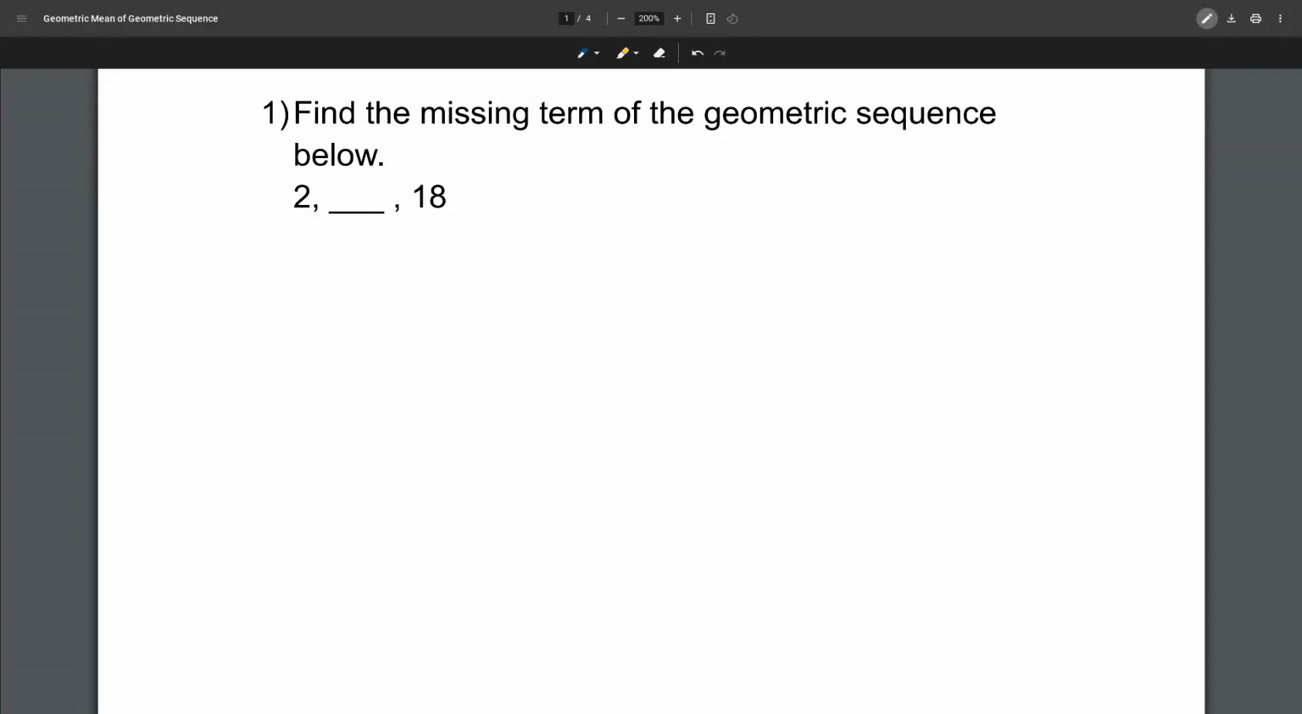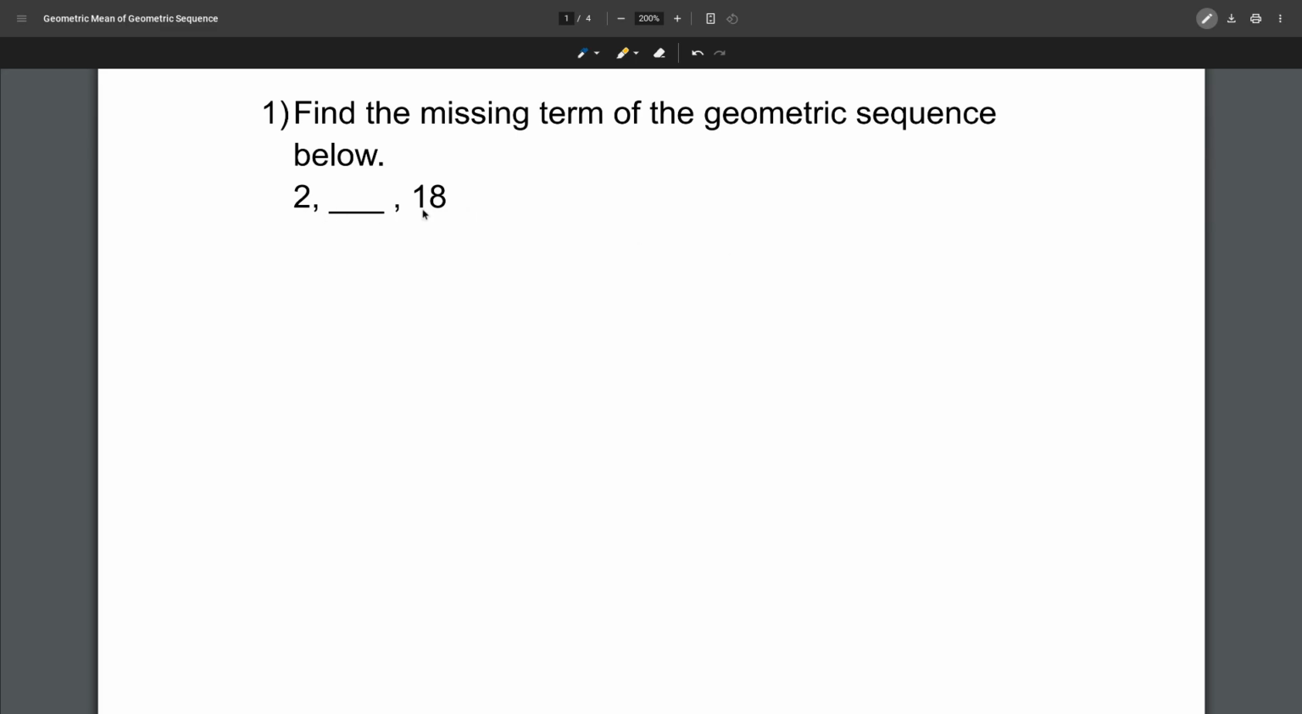In this video, we're going to find the missing term of a geometric sequence, and we're going to use the geometric mean to do that. What I mean by the geometric mean is if we take the first and the third terms in the sequence, let's say we're missing the second term, what we would do to find the geometric mean between those two terms is multiply them together and then take the square root.